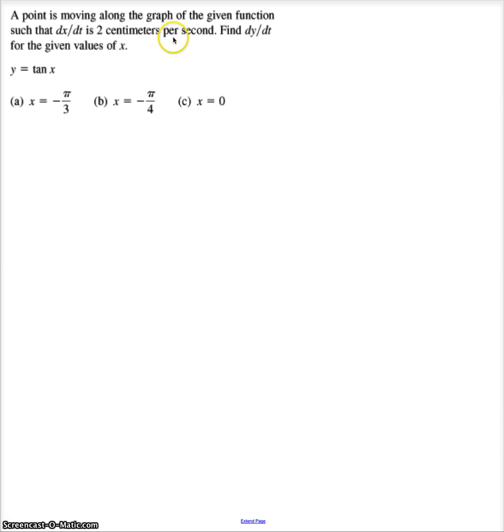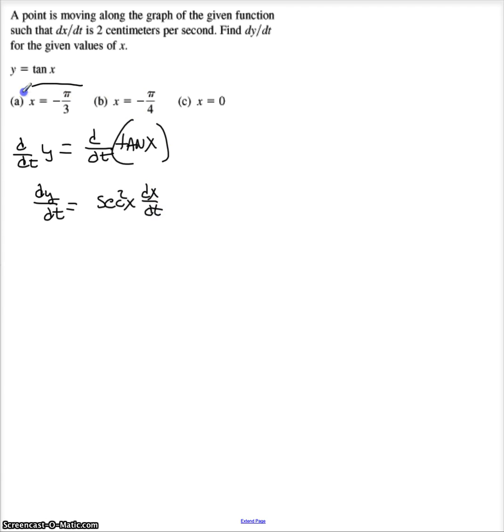Suppose I have a point moving along the graph of a given function, and y is equal to the tangent of x. Find dy/dt for the given values. All right, so if I take d/dt of both sides, this is going to be d/dt of tan x. Now let's see what we have. We wind up with dy/dt equals secant squared x, but we have to take the derivative of the argument, so that's going to be dx/dt.